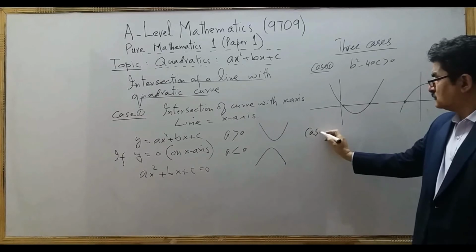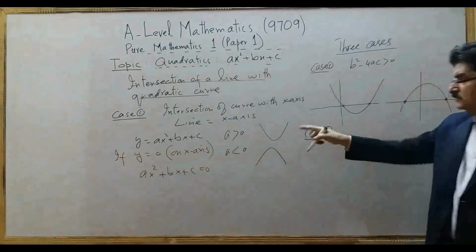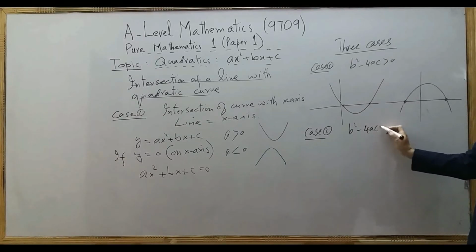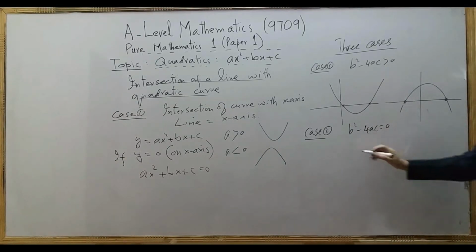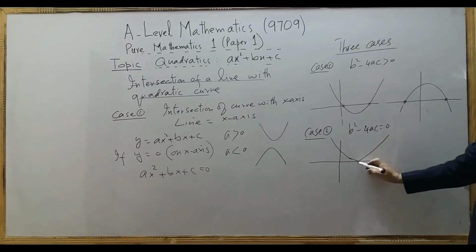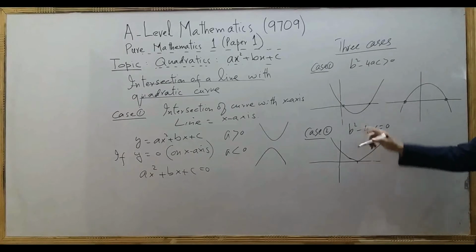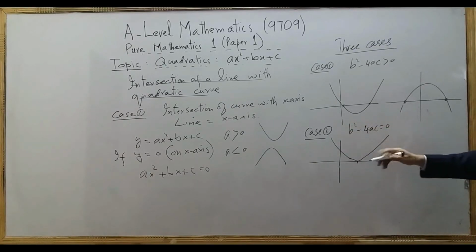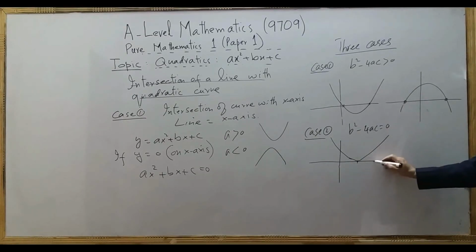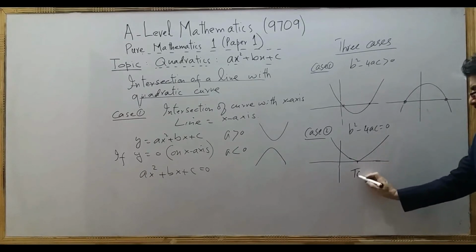Similarly, in case 2, when you solve that quadratic equation, if the discriminant is 0, then it means you may have a curve like this. So it is 1 point, one value of x, which you call an equal root or repeated root. One value of x, a real value, which is also rational. In this case, we say that the x-axis is tangent.